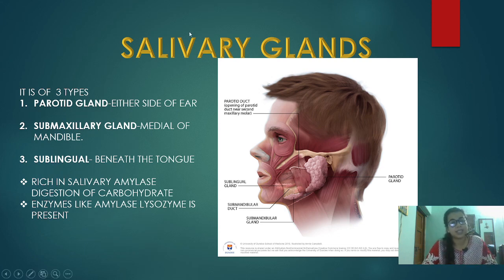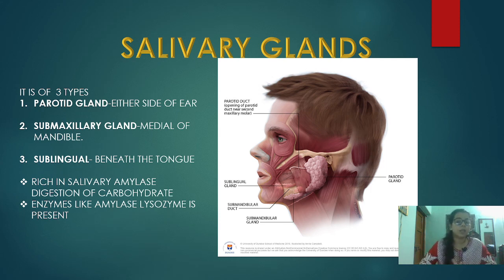Basically the salivary gland secretes a mucus-like substance known as saliva. You can see here a diagram. These are the 3 types of salivary gland. One is the parotid gland that is present just beneath the ear. Second is the sublingual gland that is present just beneath the tongue, and then there is the submaxillary gland that is present medial of the mouth basically, and all these 3 together form the salivary gland.